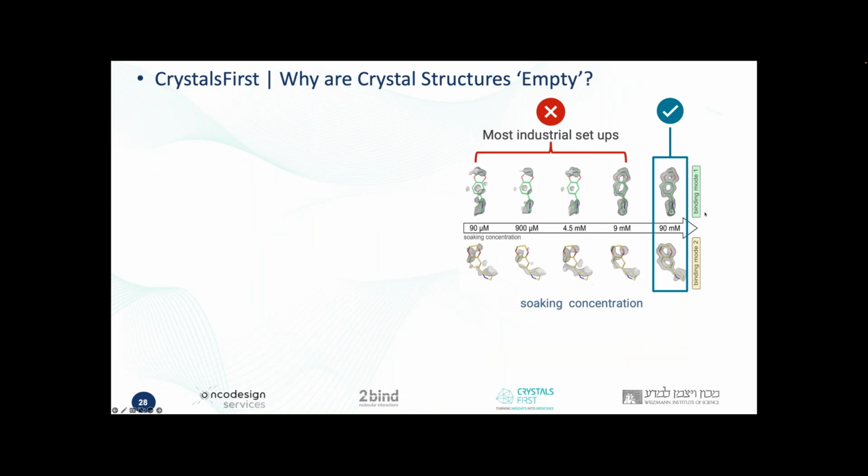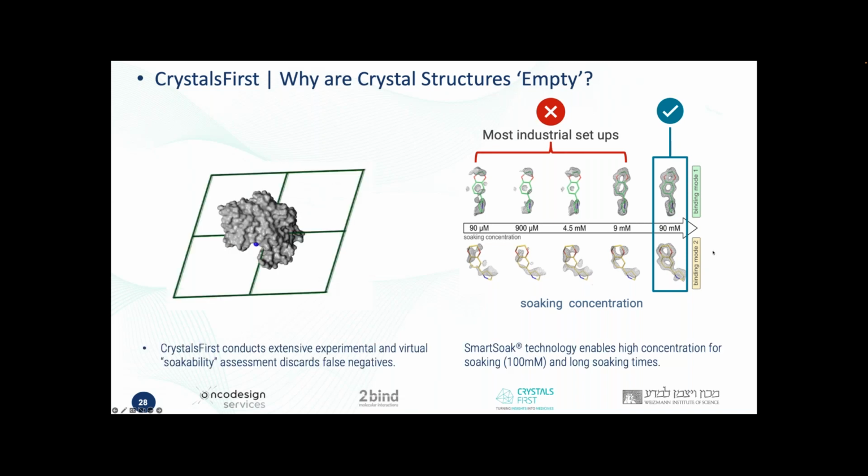Another reason for empty structures could be the soaking concentration, because to get high quality data, we need to oversaturate the system, and low concentrations of low affinity binders like fragments are sometimes, or I've seen many cases actually, not enough. So we use as a standard setup high soaking concentration to get reliable data.